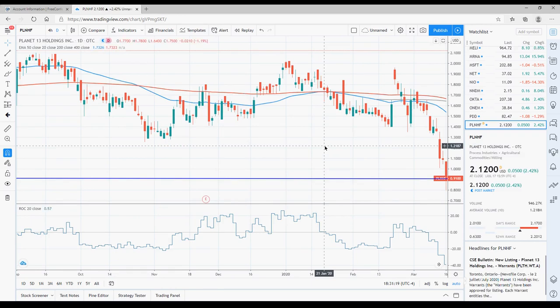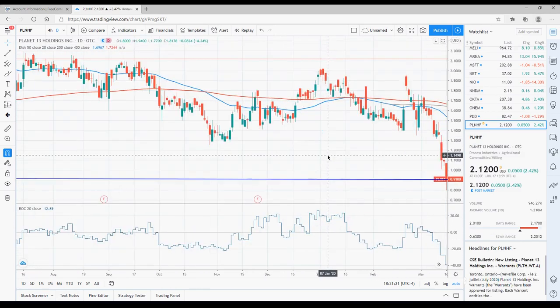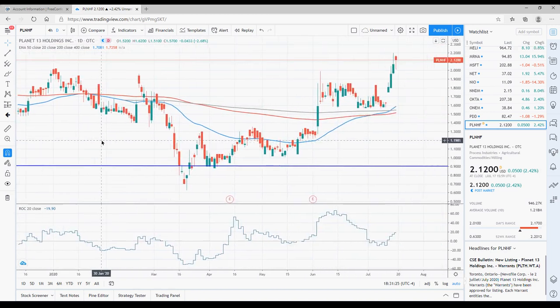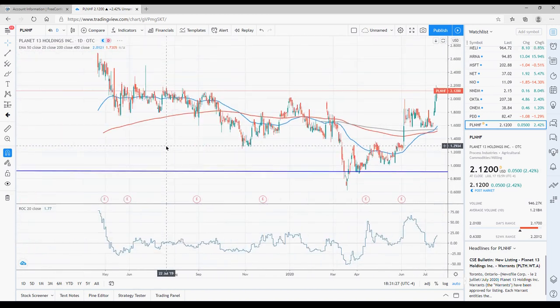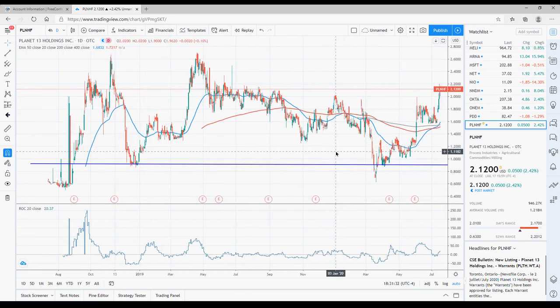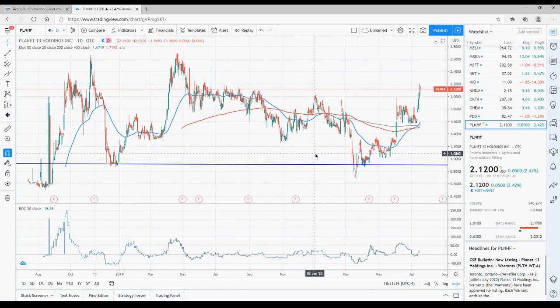Planet 13 Holdings. Now, this is a weed dispensary. I personally don't think there's any moral issue with weed, because I've done enough research. I wouldn't invest in Philip Morris or any liquor brand, even though it's a great stock, I think. But this one I think is fine.